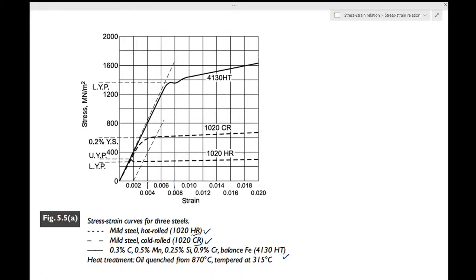The note is made in your book: this 1020 cold rolled steel is a close approximation to the behavior of steel which we had seen in the paper clips in the last class. So this is quite close to that. Now there are a number of features which many of the stress strain curves have in common. First of all, look at this diagram, and you will notice that there is a region where stress is very nearly proportional to strain.